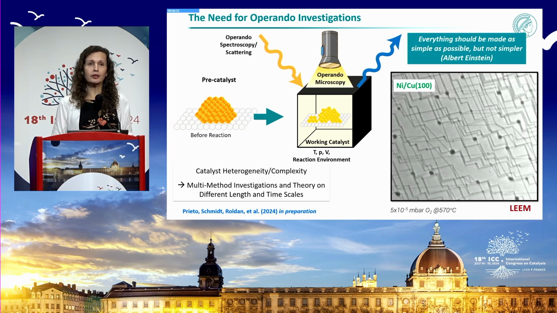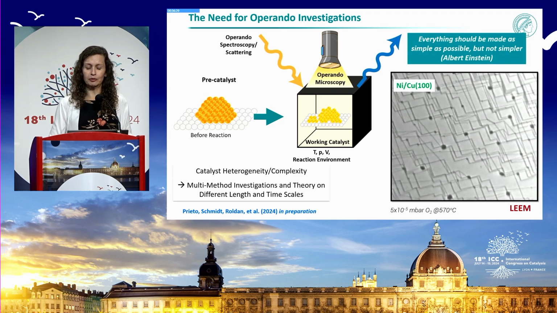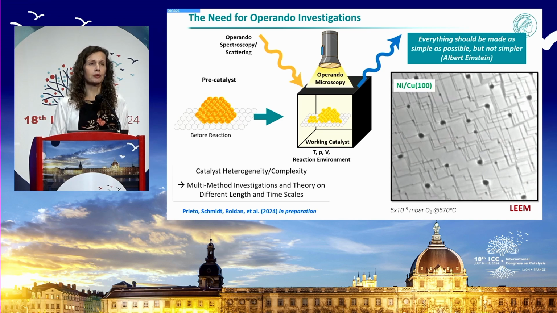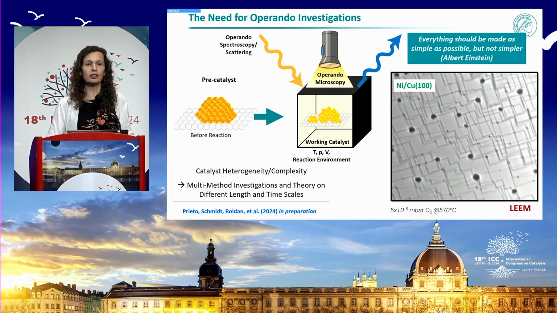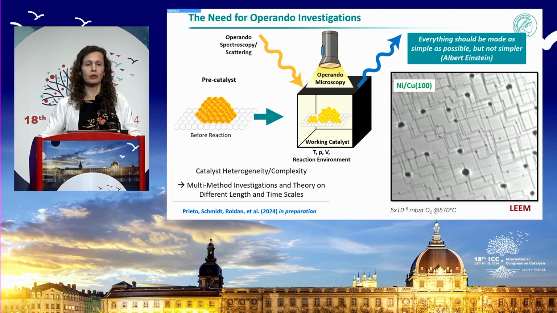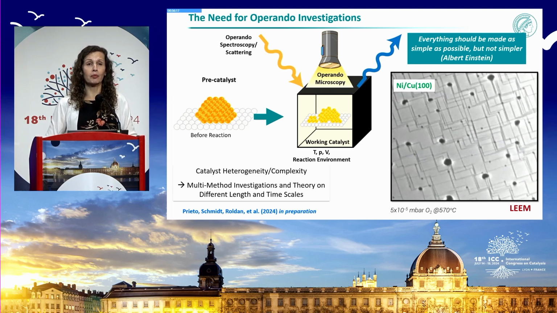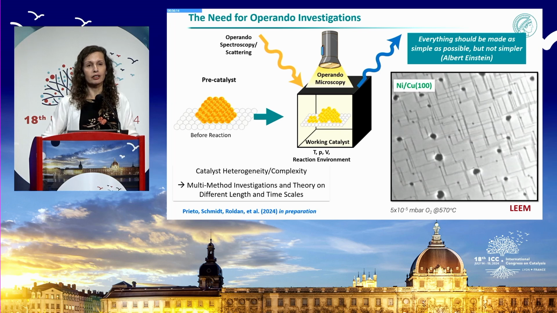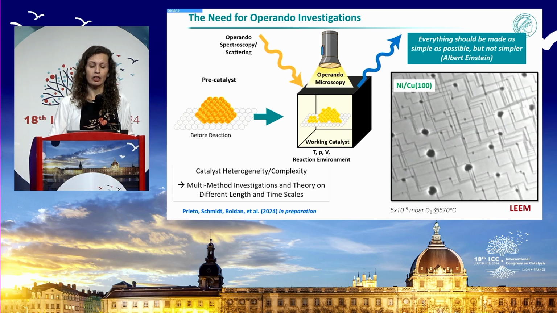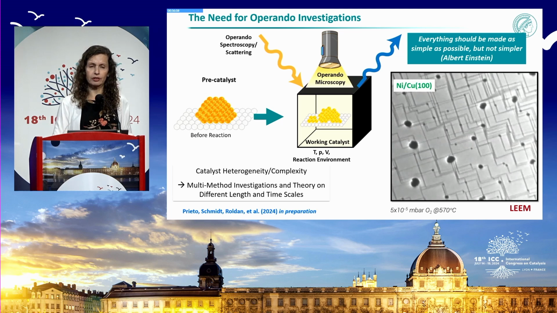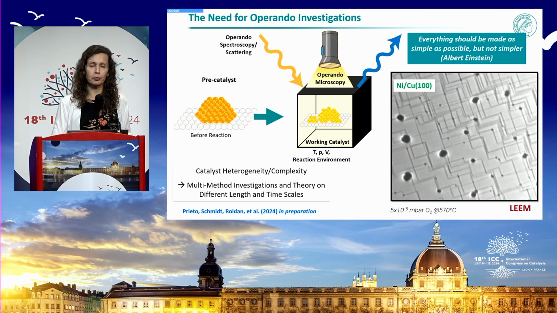I like to use this instance to give a quotation from Albert Einstein: everything should be made as simple as possible, but not simpler. So my talk today is going to go from the most simple system to the more complex, and you're going to see that from a single crystal, there is complexity. A single atom catalyst is not always going to be a single atom catalyst. So it's very important to do the characterization as comprehensively as possible and under reaction conditions.